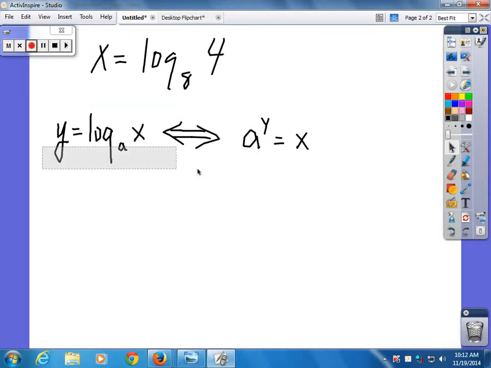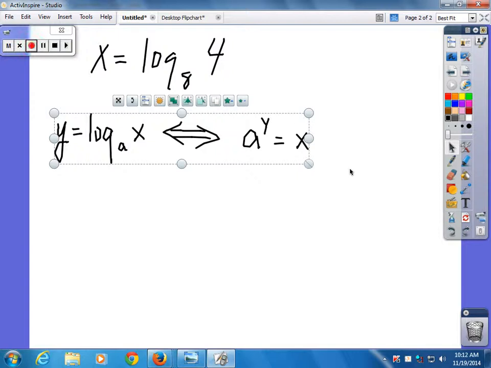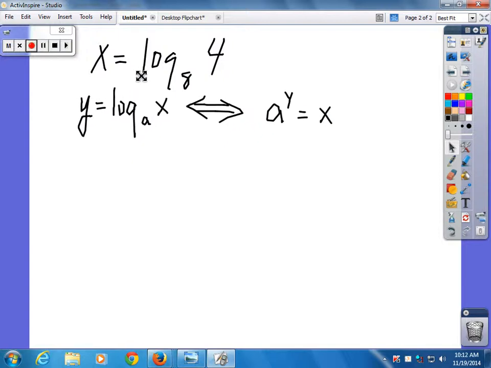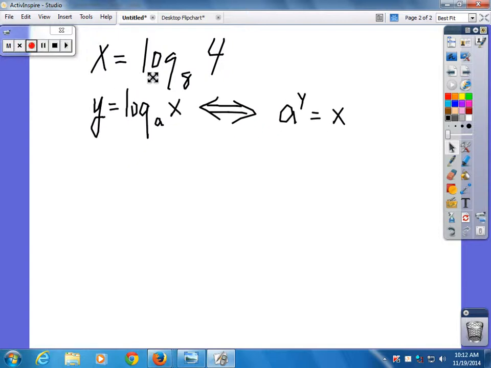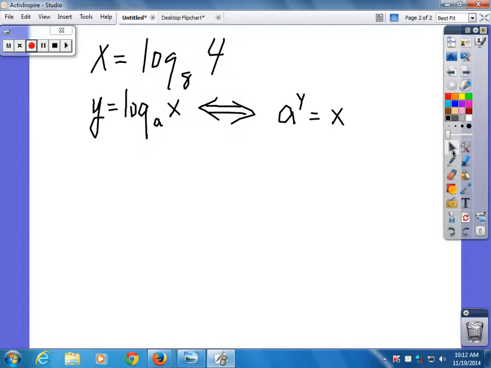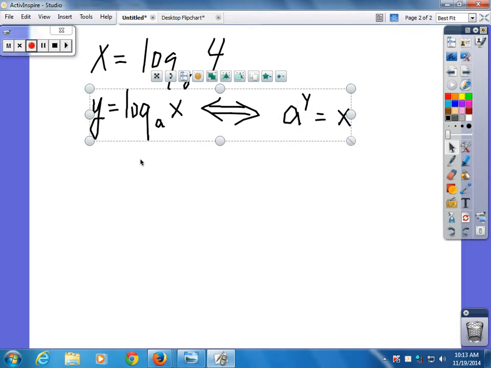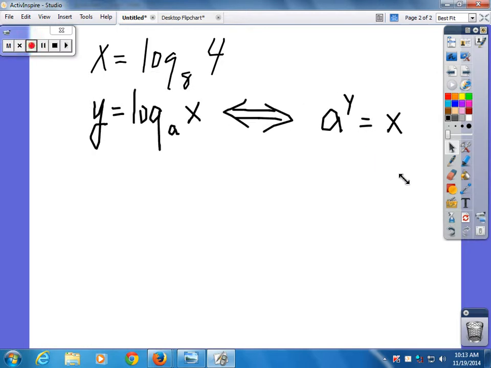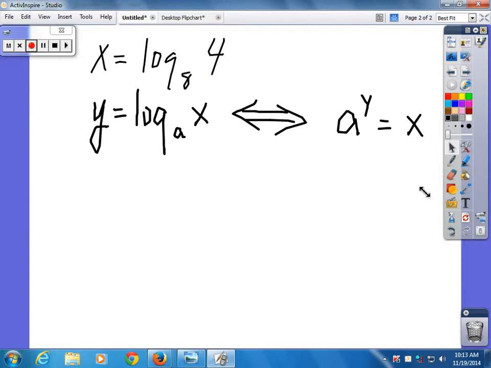And what am I going to do with this? I'm going to move it directly under this right here. All right, you with me? In fact, I'm going to make it a little bit bigger so that it'll match up better. There. You with me?